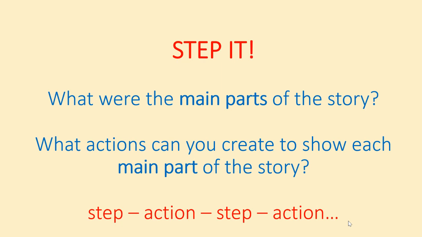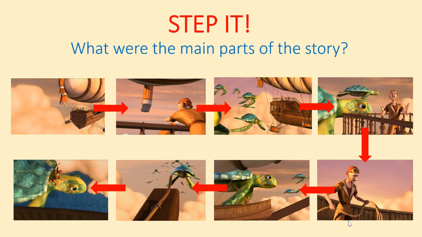Okay, super. So hopefully you've watched the film again, and you have a really good understanding of all the things that happened. And now we are going to step it. And when we step it, we think about the first main part of the story. And we think about an action that we could do. And I think really that one of the first main parts of the story was when the rudder fell off the boat and he is reaching out.